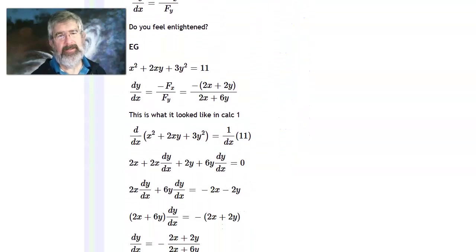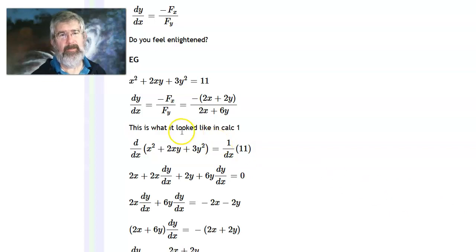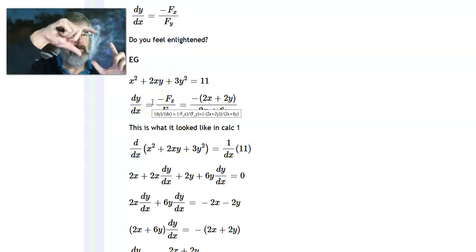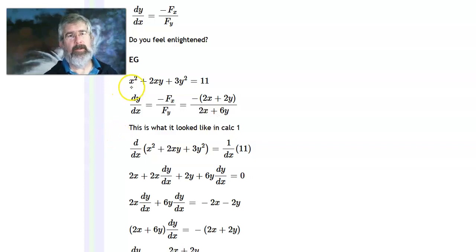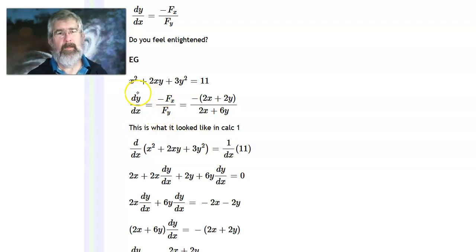I'll leave that on the top here. So here's the equation of an ellipse that's been twisted some in the xy plane, so the major and minor axes aren't horizontal and vertical, they're tilted. But anyway, I want to find dy dx at any point. So I'll do it by this formula.